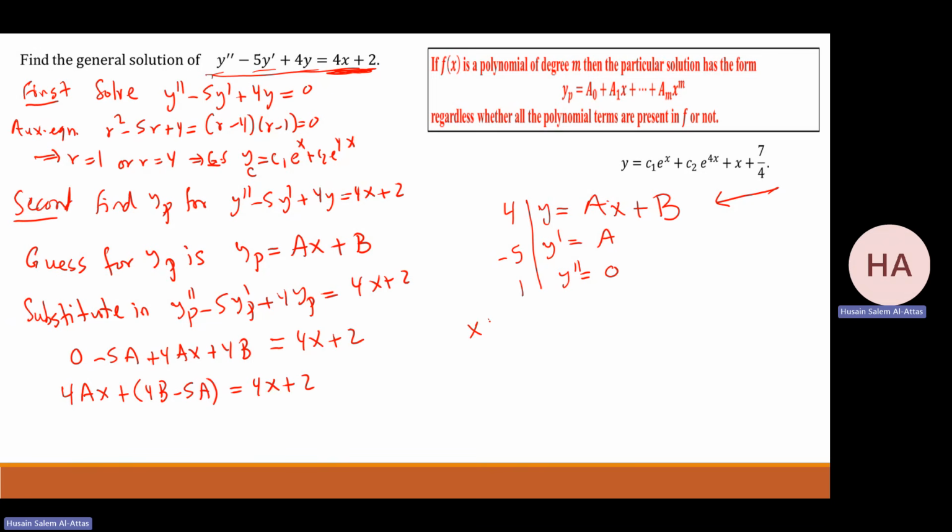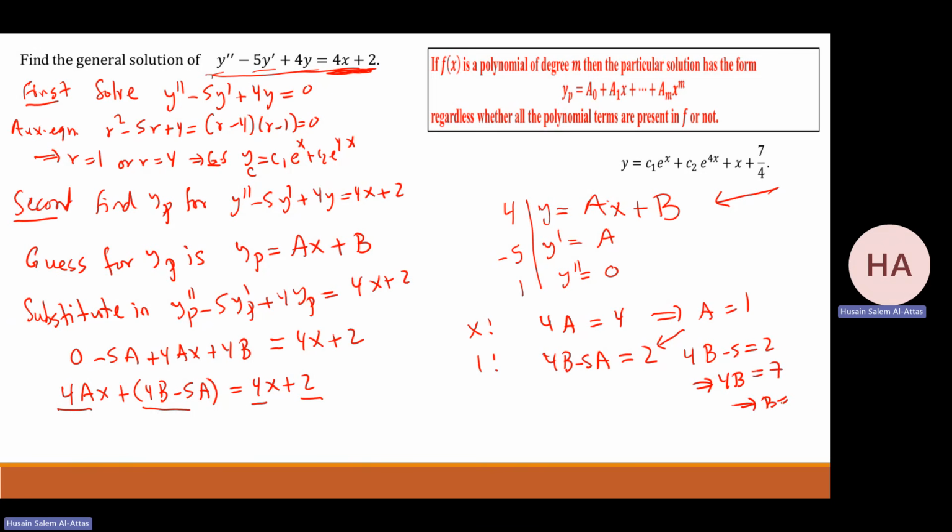If you look at the coefficient of x, I compare this with this: 4a equals 4. This is my first equation. If you compare the constants, that will be 4b minus 5a equals 2. So I have two equations and two unknowns. Solve it. I get a equals 1 from here. Plug it here: 4b minus 5 equals 2, so 4b will be 7, so b equals 7 over 4. Good. So what is my solution yp?